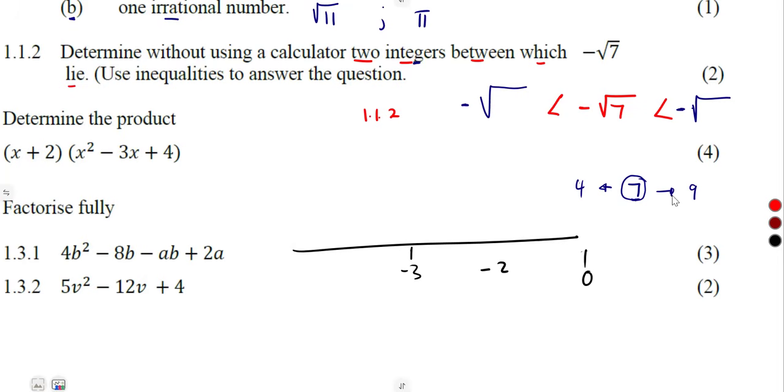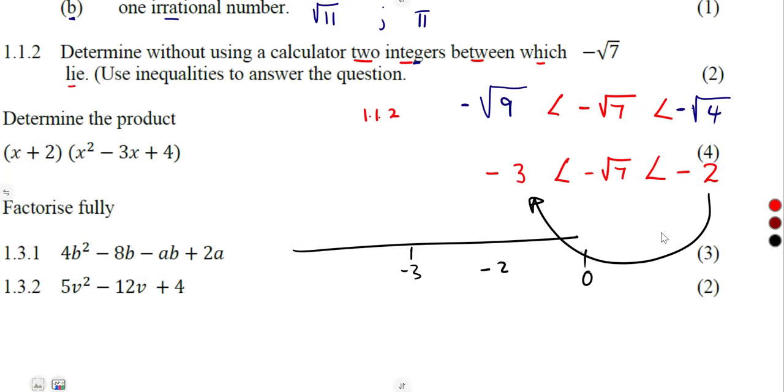You must be careful, guys, because of that negative. So 9 is the one that you're going to put there. It's minus square root of 9 minus square root of 4. Take note about that. The moment you have a negative like that, negative square root of 7 is greater than what? Minus square root of 9. Square root of 9, that's 3. And this is minus square root of 4, which is 2. Minus 2 is bigger than minus 3. Must be very, very careful about that.